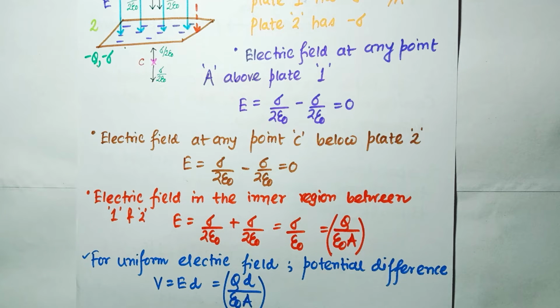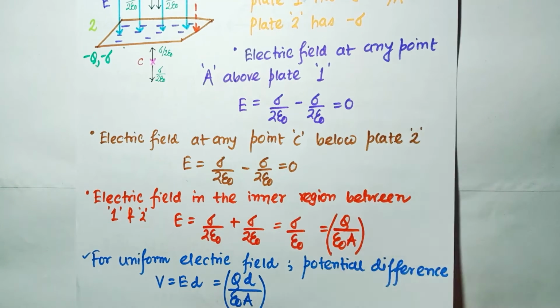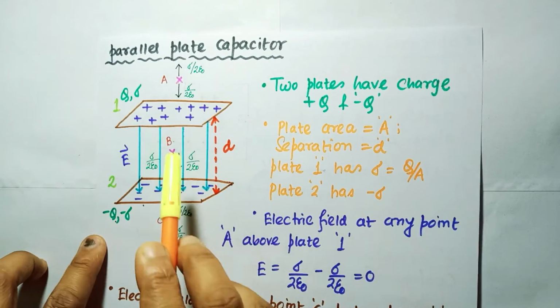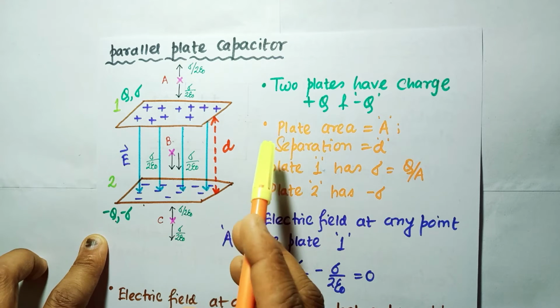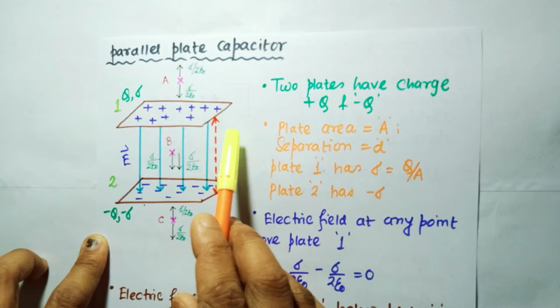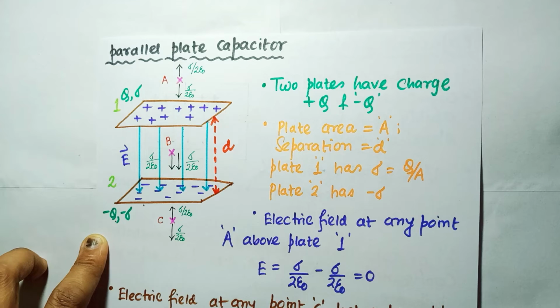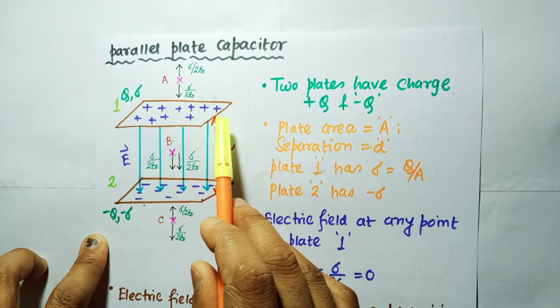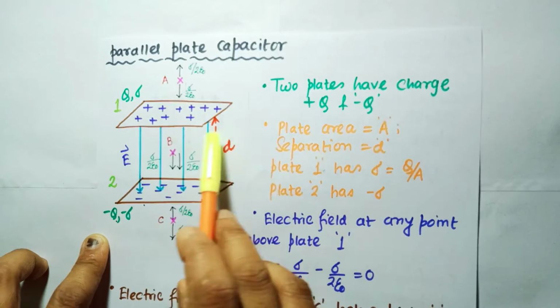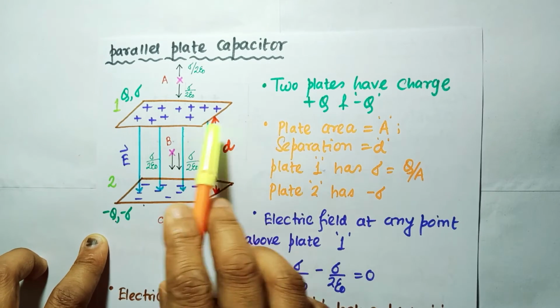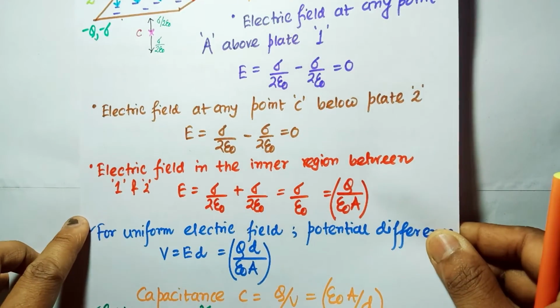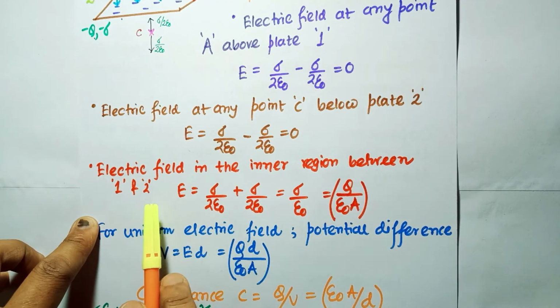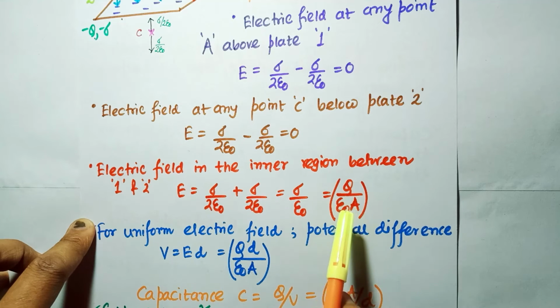Here we assume that the plates of the capacitor don't have any finite area, meaning they are infinitely large. If the plates of the capacitor are finite in length, we need to consider the fringing of the field, meaning the electric field will not be the same at the edges of the plates. So I consider the plates to be infinitely large. So we can write that in between the region of plates 1 and 2 the electric field will be Q by epsilon naught A.